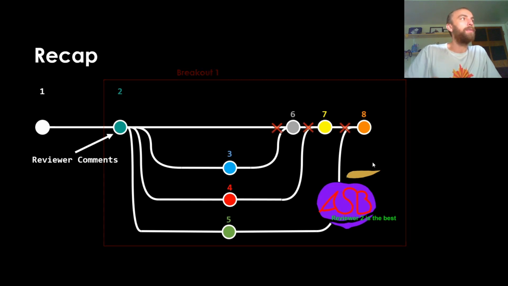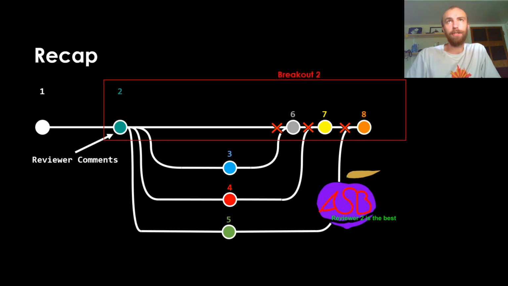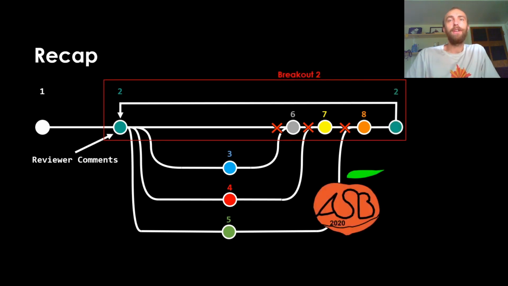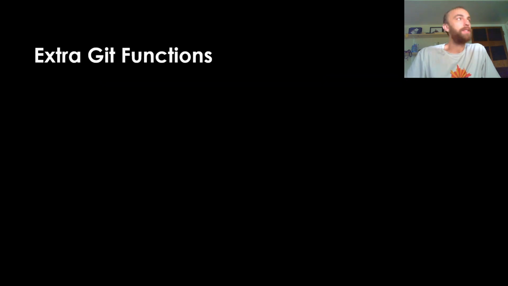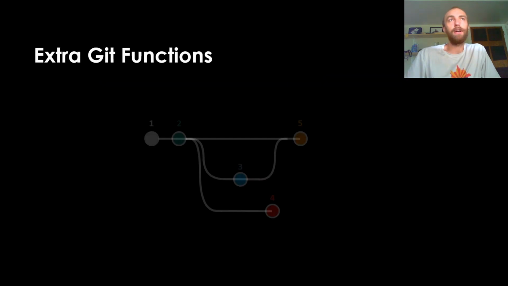We then wanted to think, oh no, this is not actually a good peach, so we want to undo all these changes. And that was essentially Breakout 2, where we undid all these changes to get back to our initial peach state. So we did this through mostly GitHub and Git Bash. But there's a few extra Git functions that I'm going to want to talk about.